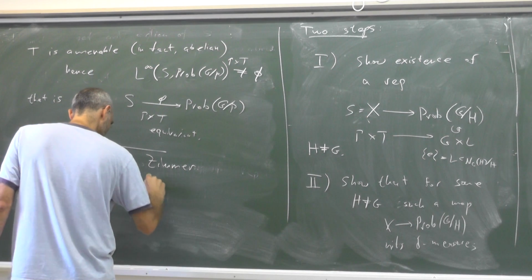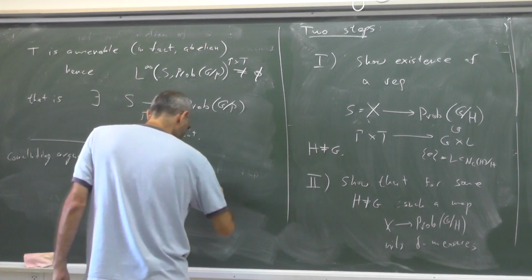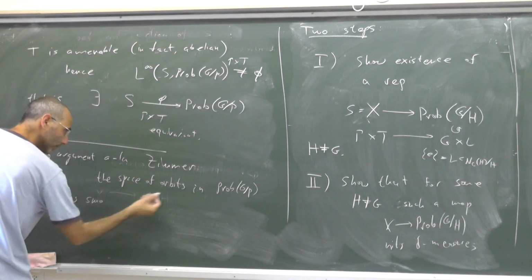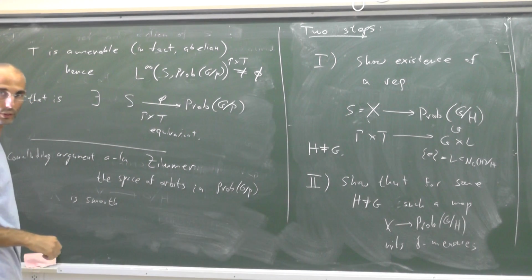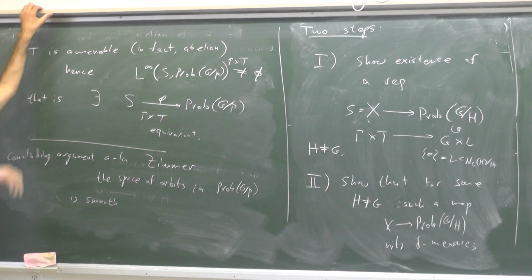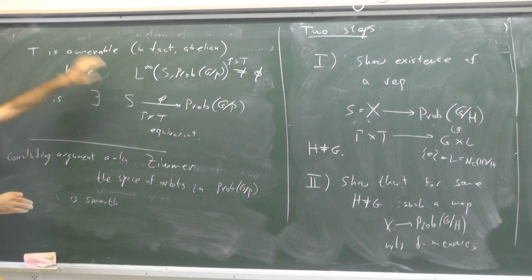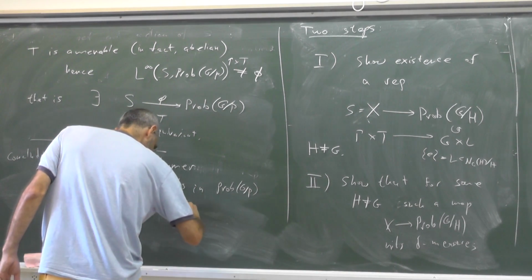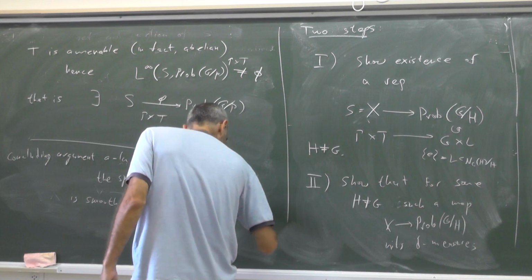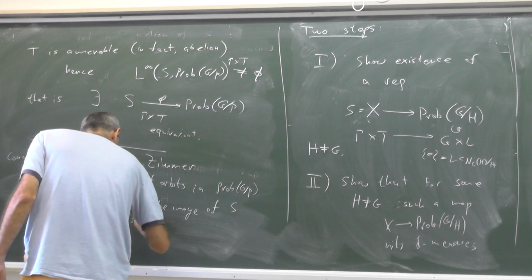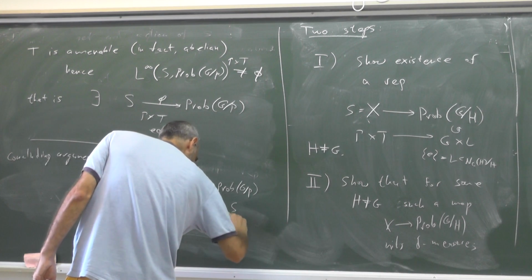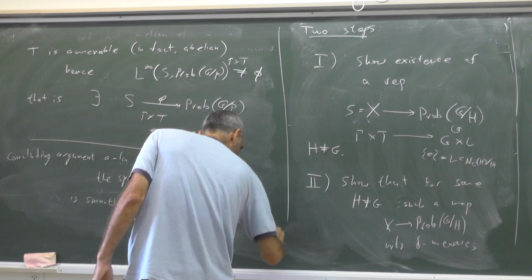The space of orbits in prob G mod P is smooth, for the G action. Now I'm talking about G orbits, and orbits are locally closed in this G action on the space of measures on this G variety, and hence the image, the essential image of S is supported on one orbit. Essentially, the image is supported on one orbit, some G mod H.